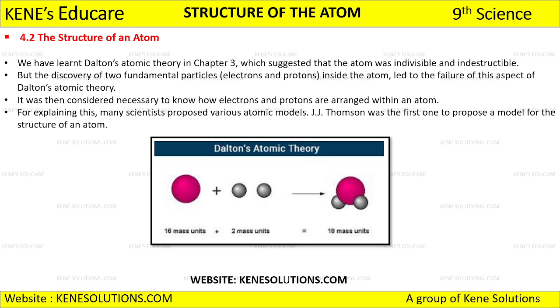Remember this, that J.J. Thomson was the first person to propose a model for the structure of an atom. Whatever information has been given here, the discovery of the two fundamental particles called electrons and protons inside the atom has led to the failure of this aspect. Dalton's atomic theory failed in saying that the atom was indivisible and indestructible, because the theory came up that atoms have subatomic particles called protons and electrons in them. So I want each one of you to please go through it once.